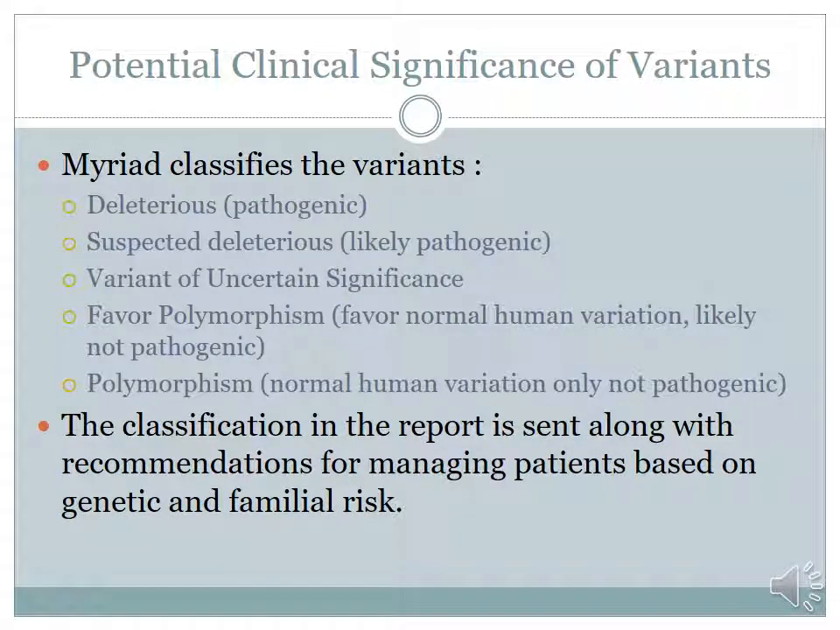Myriad classifies the variants as deleterious, pathogenic, suspected deleterious, likely pathogenic, a variant of uncertain significance, favor polymorphism, which means you favor normal human variation, likely not pathogenic, and polymorphism, normal human variation, not pathogenic. The classification in the report is sent along with recommendations for managing patients based on genetic and familial risk. If a VUS is reclassified, healthcare providers are notified.